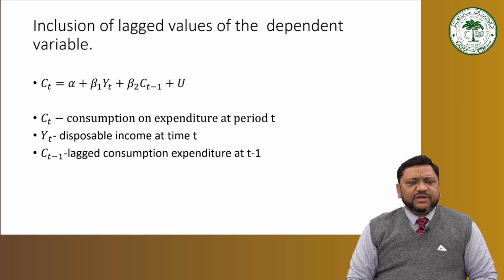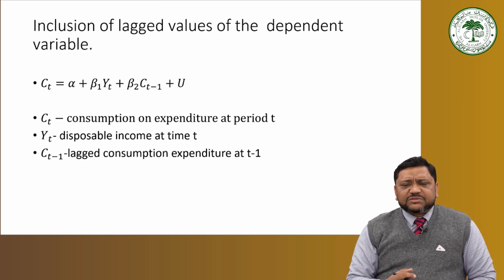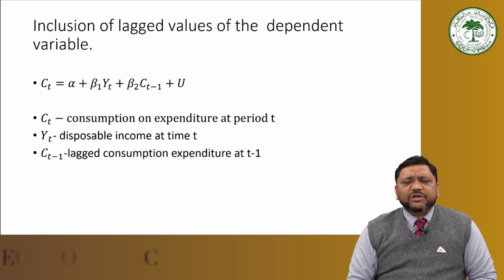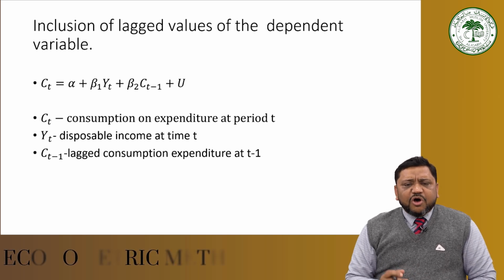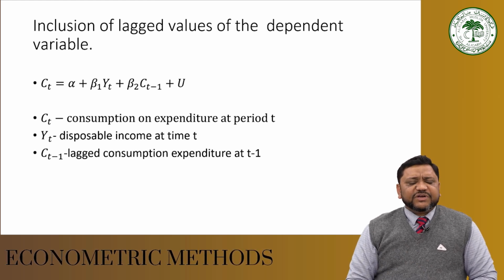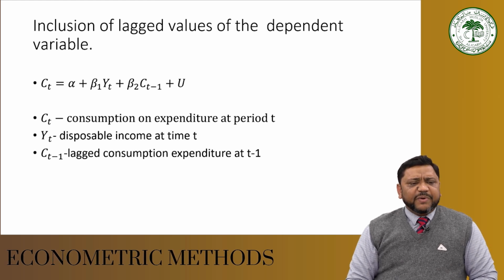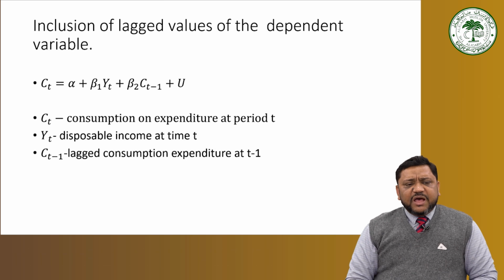Another reason could be that we include a lagged value of the dependent variable as an explanatory variable. Take the case of consumption. The present level of consumption expenditure is not only influenced by the current income, but also by the immediate past consumption expenditure. Like in this equation, we have Ct equals alpha plus beta 1 Yt plus beta 2 Ct minus 1 plus u. Ct is your dependent variable, the consumption expenditure. It is also present as an explanatory variable with a coefficient beta 2.